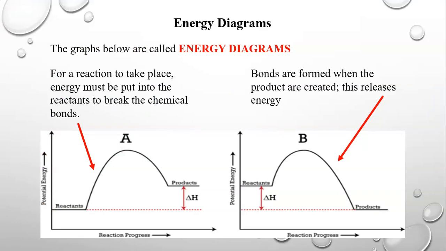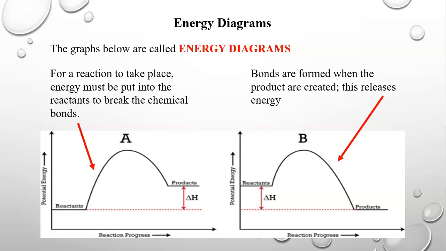Okay, so the graphs below are called energy diagrams. For a reaction to take place, energy must be put into the reactants to break the chemical bonds. So what happens is you see the reactants on the left, and in all chemical reactions you initially have to put in energy. So that's what you're seeing with the red arrow on the left. The energy is going up initially, and it gets on top of what's called the energy hill. That's what they simply call it, the energy hill. And then it has to get over the energy hill to create products.